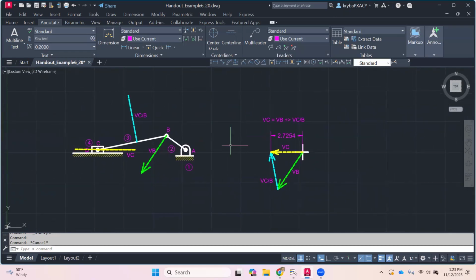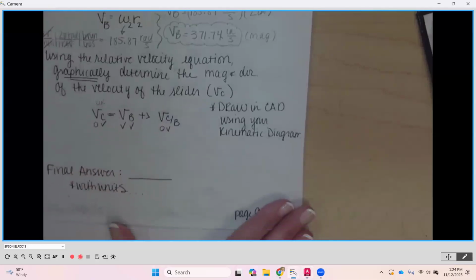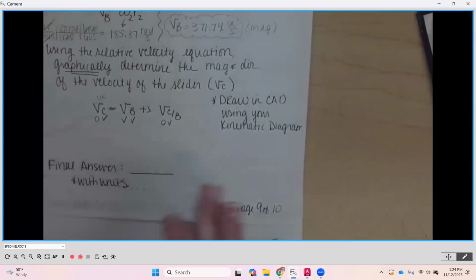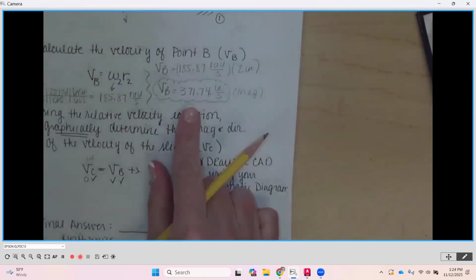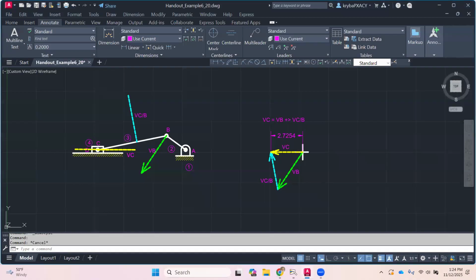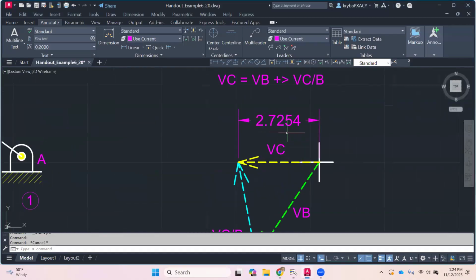Yep. Okay. So let's look at our answer now. Let's look at what we have to answer. It says, what is our final answer? So remember, when we drew our vector for velocity of B, we drew it at 3.7174, right? So that means our answer from AutoCAD is 2.7254. So I've got to move the decimal place 2 places to the right, or multiply this number by 100. Okay, so my answer is going to be 272.5, which is plenty, and that's going to be inches per second.